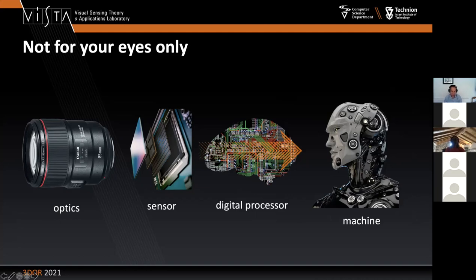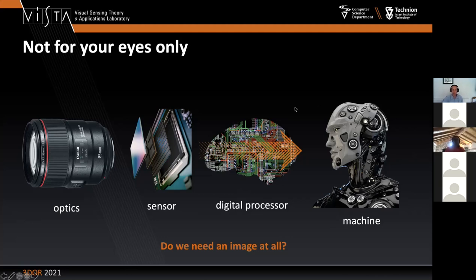So then, I think the natural question arises: do we need an image at all? If we want to make some decision, for example, we want to brake the car in order not to run over a pedestrian, do we need an image, or at least a nicely looking image, for a human beholder to make this decision? So maybe we can do something else.